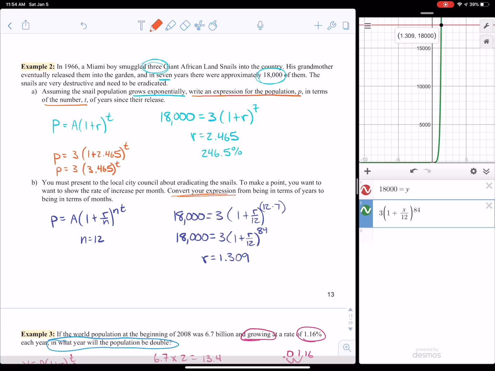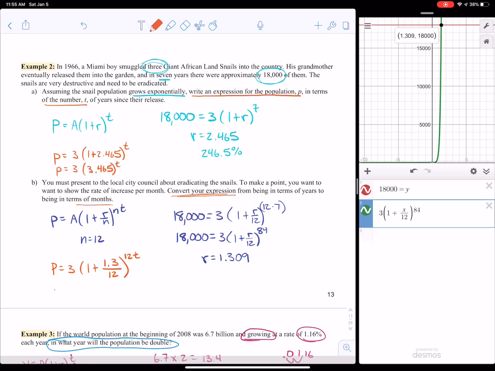And so then we can write the expression. We're converting our expression in terms of months. So let's put P equals 3 and then 1 plus 1.3 over 12, and then put 12t. So let's see. That would be all we need for that one.